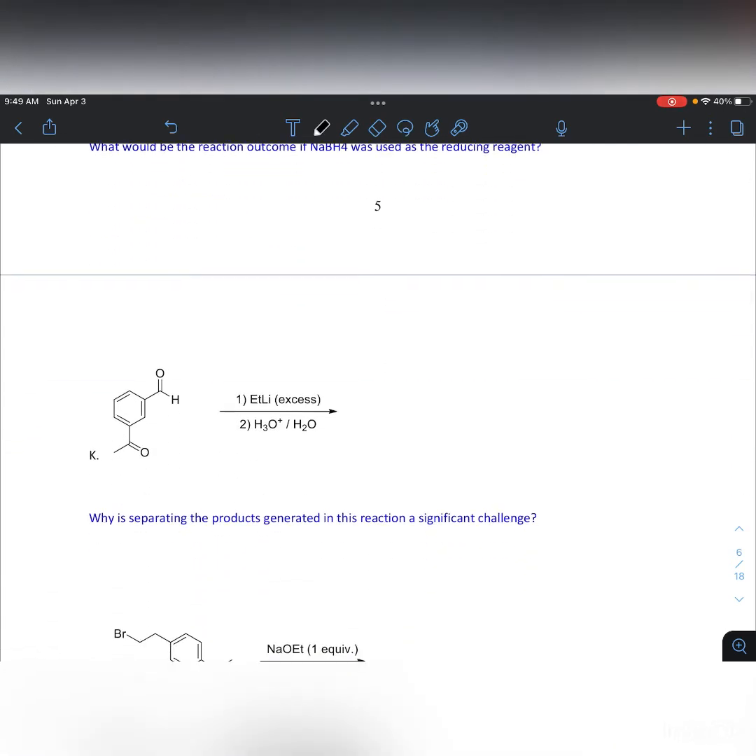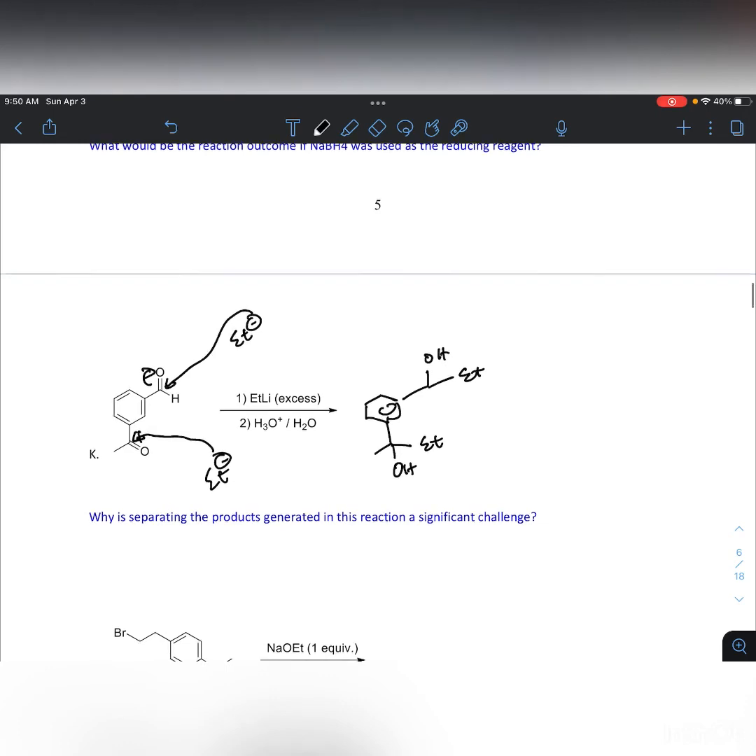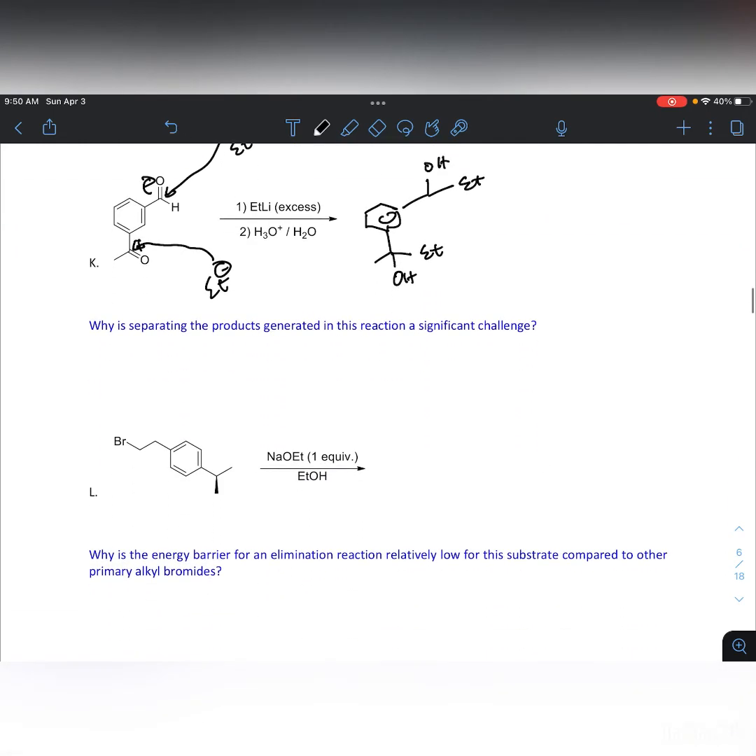So looking at it, you have ethyl lithium, and then you are quenching that, and you have this in excess. So this is a strong nucleophile that can add here, but at the same time, it can also add at this intermediate. So what you get is a double addition. So that's that. Let's move on to L.